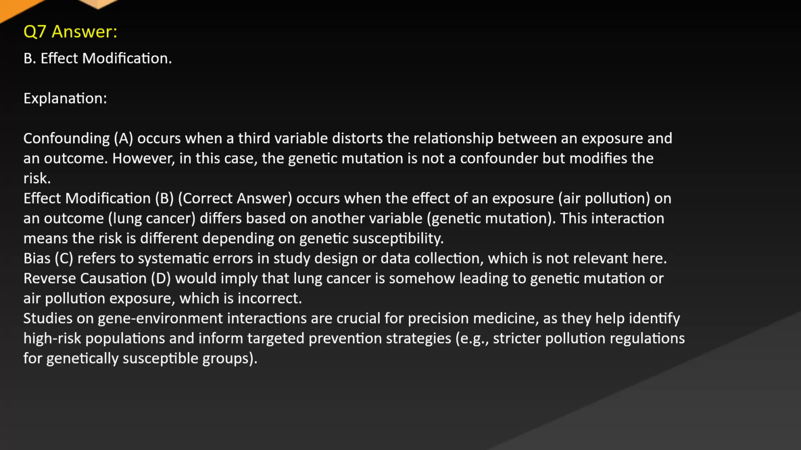Effect modification occurs when the effect of an exposure, air pollution, on an outcome, lung cancer, differs based on another variable, genetic mutation. This interaction means the risk depends on genetic susceptibility. Bias, C, refers to systematic errors in study design or data collection, which is not relevant here. Reverse causation, D, would imply that lung cancer is somehow leading to genetic mutation or air pollution exposure, which is incorrect. Studies on gene-environment interactions are crucial for precision medicine as they help identify high-risk populations and inform targeted prevention strategies. E. Stricter pollution regulations for genetically susceptible groups.